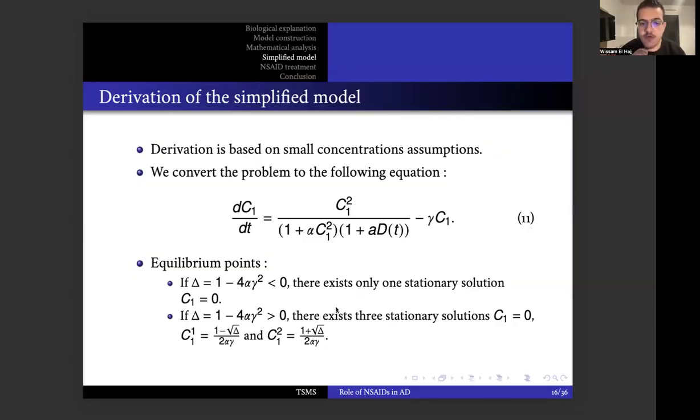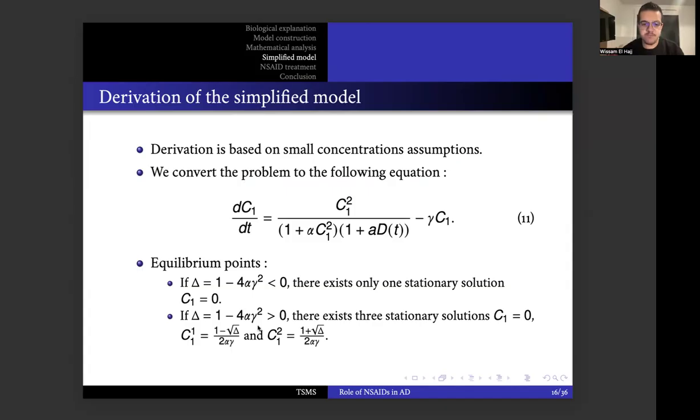To show it, I'm gonna start with a simplified model. The full model, trust me, the derivation is very long, so I will not go into it. Under some biological assumptions, we can reach one equation. In this one equation, equation 11, the drugs are still here, and it only depends on C1, the pro-inflammatory cytokines. In terms of equilibrium points of this equation, it's the same case, either 1 or 3. So we don't have any problem.